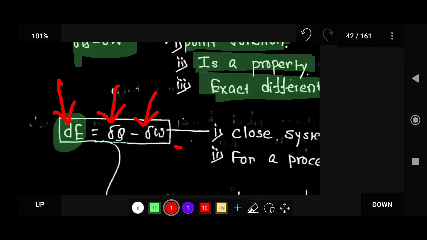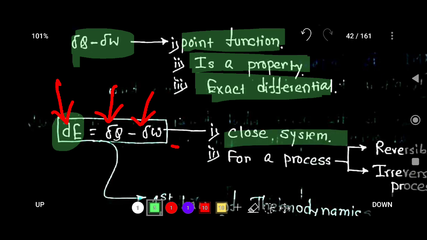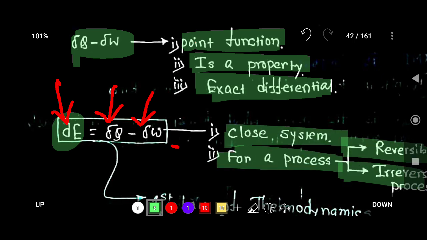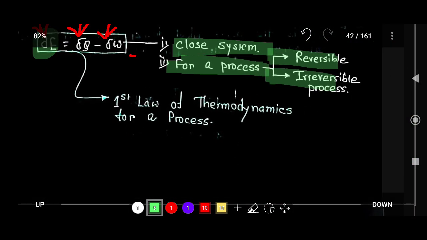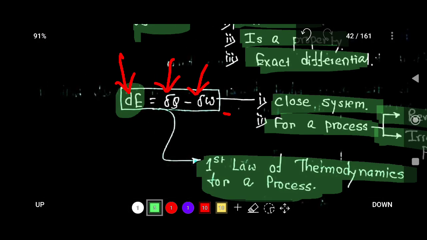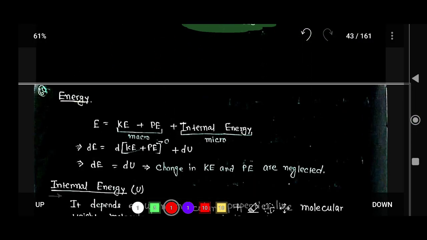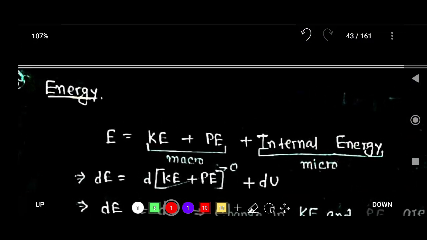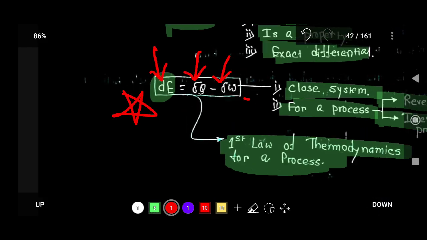Okay, so this is applicable only when it is a closed system, and it is for a process. It may be a reversible process and it may be an irreversible process. So this is the first law of thermodynamics for a process. This formula is very important: dE = δQ − δW. Here dE means change in energy.